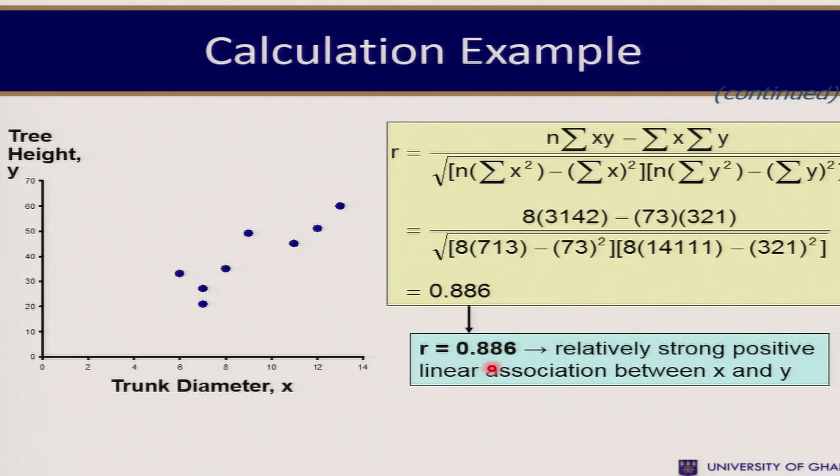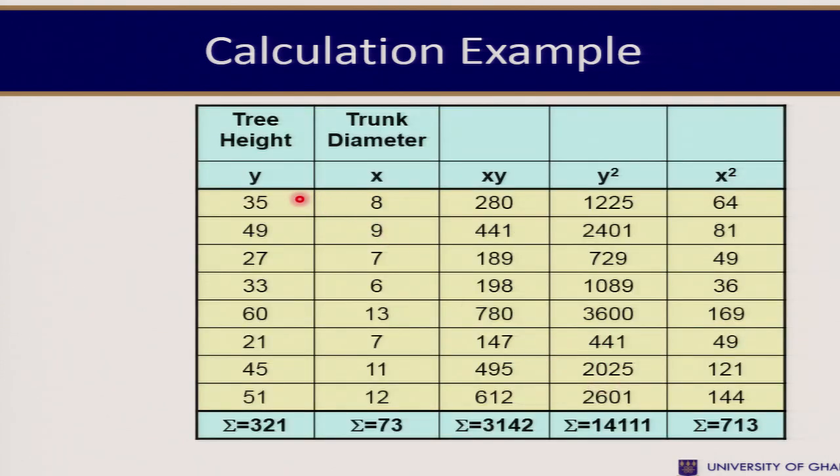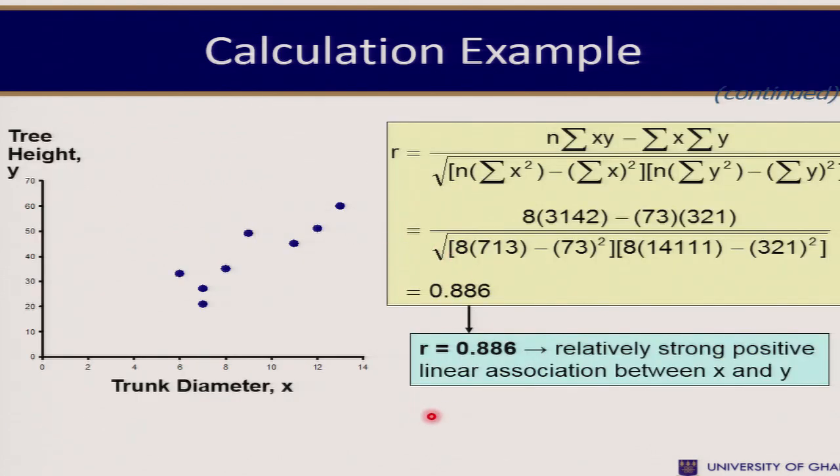That tells us that we have a relatively strong positive linear association between x and y, that is our trunk diameter, and then the height of the tree.